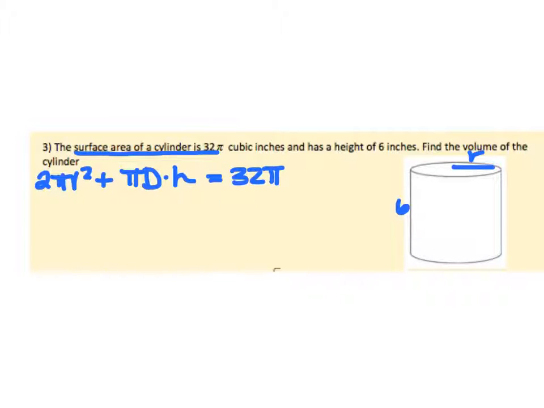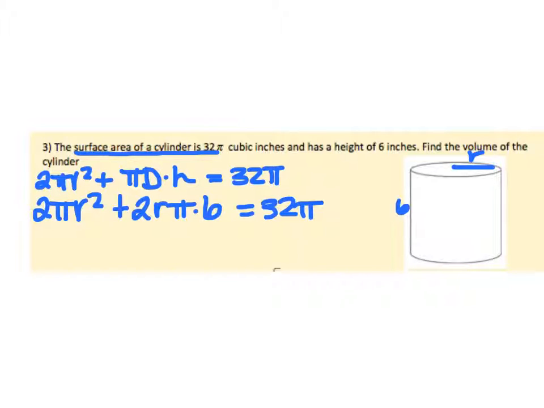So the height I'm going to replace with 6 because that's given in the problem, but I still have an r and a d. So if there's a way that we can represent either one or the other in one variable, that's what we want to do. So for the diameter, I know that if I take 2 times r, that's going to be the same thing as the diameter. So I'm going to say 2r pi times the height, which is 6. So again, I wanted to represent in one variable, so that's why I changed d into 2r.